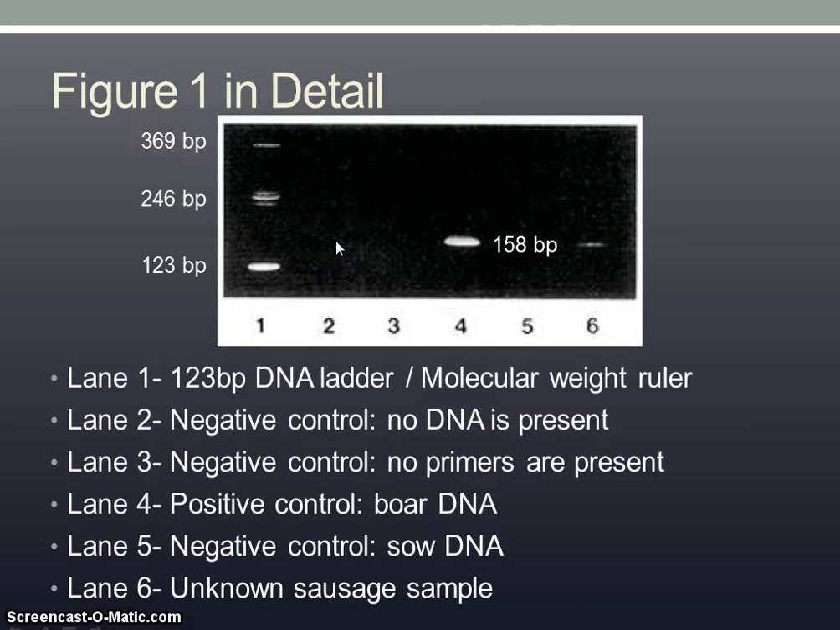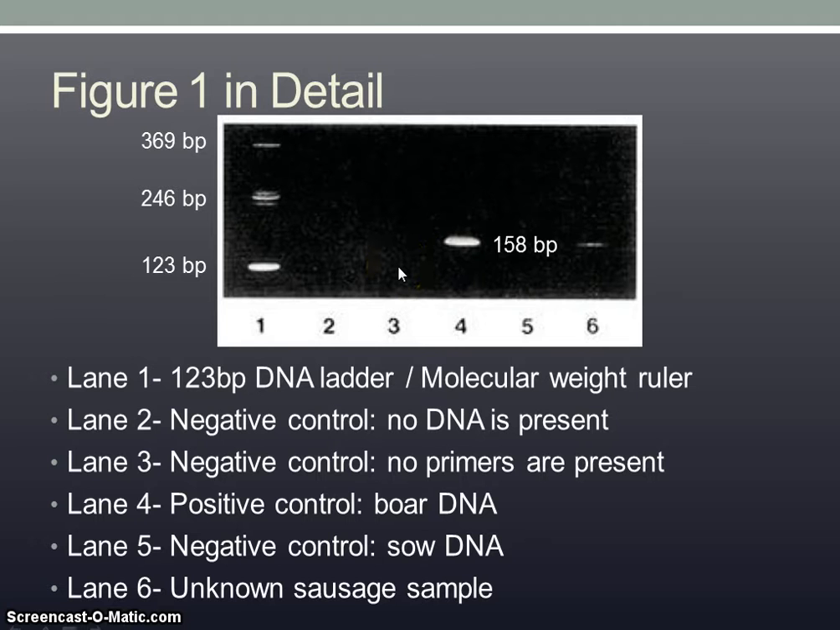In lane 3, we have another one of our negative controls in which no primers are present. So even though there's still DNA located in lane 3, it can't be amplified because DNA amplification can only occur in the presence of primers and when primers bind to the DNA. So that's why in lane 3, no band is present as well.